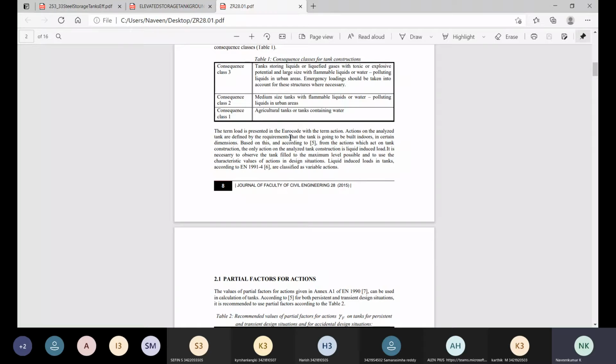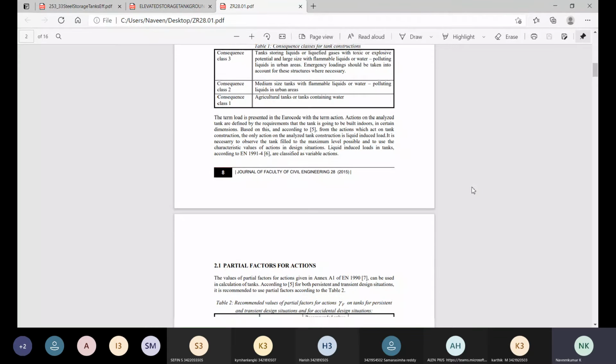The first step is to identify your purpose. For example, for residential purposes, for storing water, you can go for this class. Class 2 and class 3 are used for storing toxic and flammable liquids. So for residential you can go for class 1. After identifying the purpose, you choose the class of steel water tank you're going to use. So this is the first step.